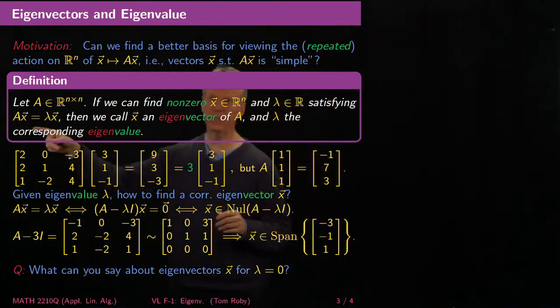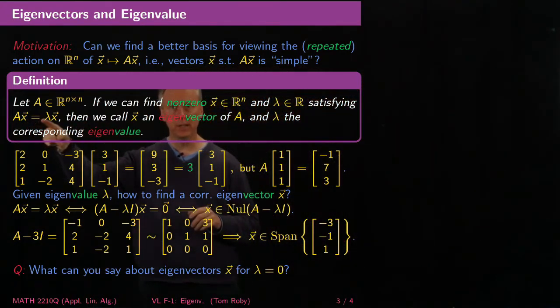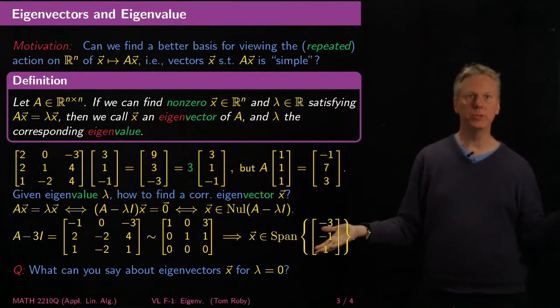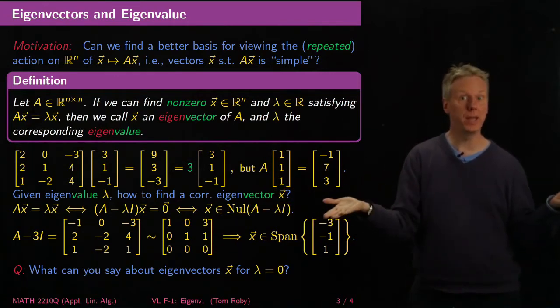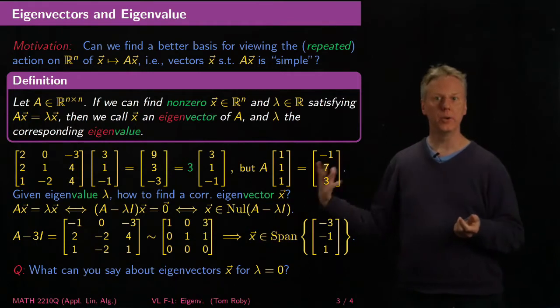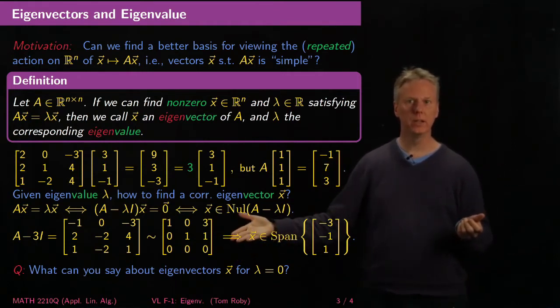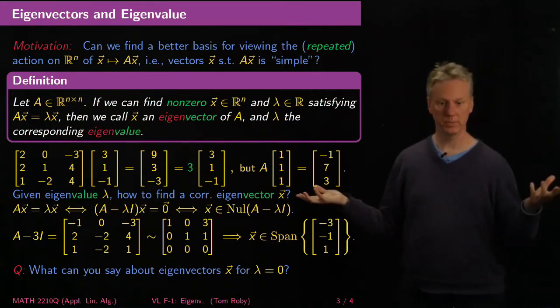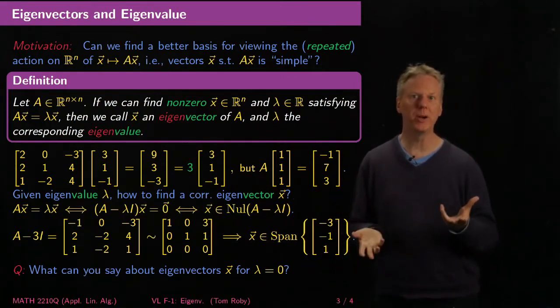So what would that mean? Well, if you go back to basics, you'd be saying that A times x is equal to 0 times x. In other words, Ax equals 0. Well, we know what Ax equals 0 means. That means x has to be in the null space. So an eigenvector for lambda equals 0 is just a vector in the null space.